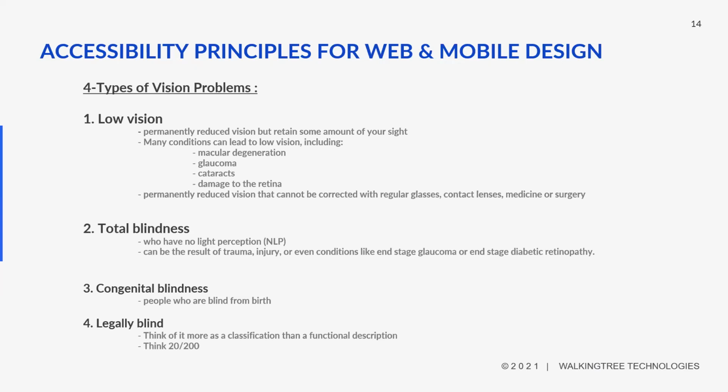Then you have total blindness. This category of people don't have light perception, so we call it NLP, or no light perception. That can be a result of trauma or injury or a condition like end stage glaucoma. So how they get into that stage. Then you have congenital blindness, people who are blind from birth.